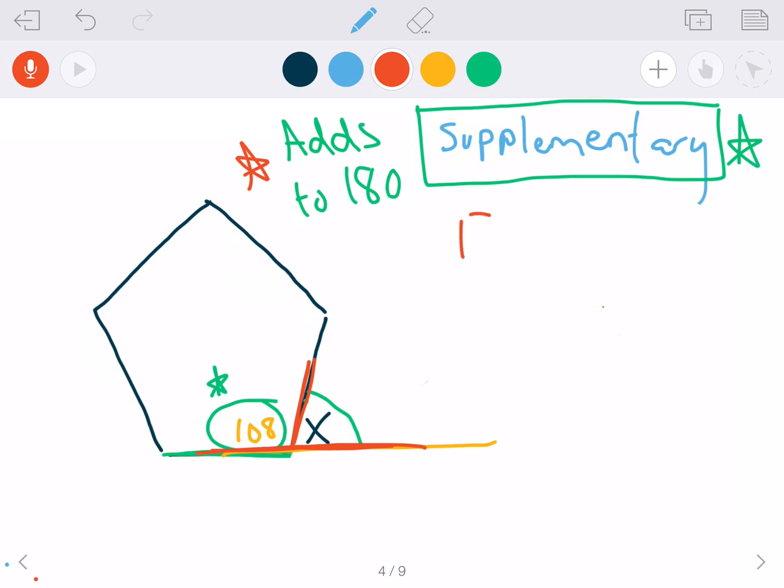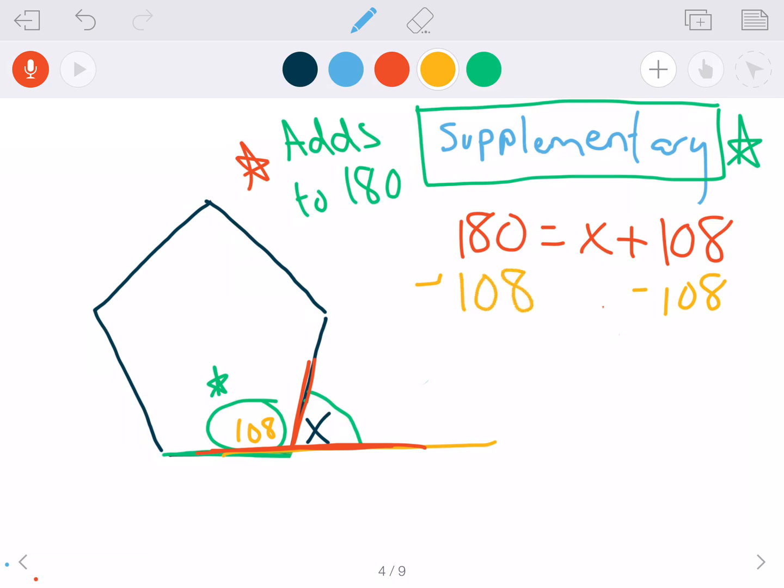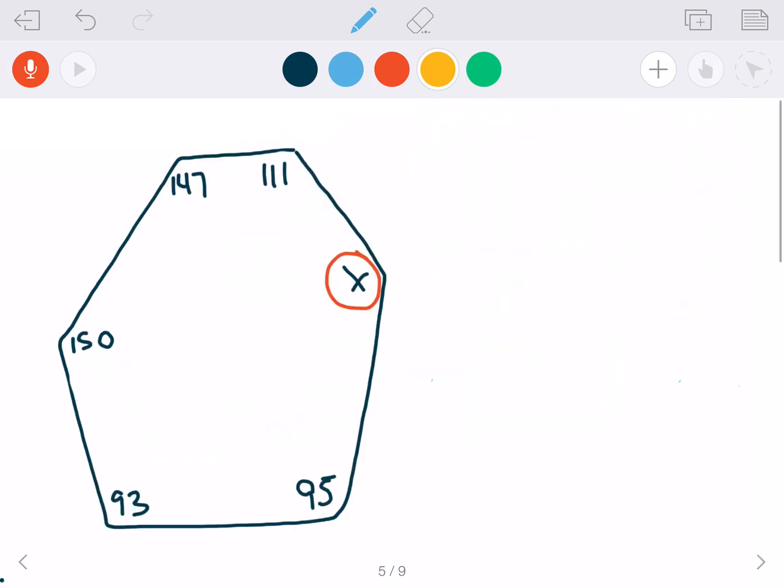So if we know both those angles put together should equal 180, we're looking for what number do I add to 108 to get to 180 degrees. So going back to some algebra, we're going to subtract 108 from both sides. So 180 minus 108 is going to equal 72 degrees. So my exterior angle in this example is 72 degrees.